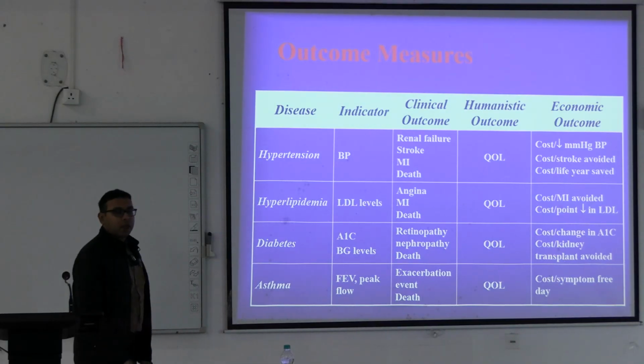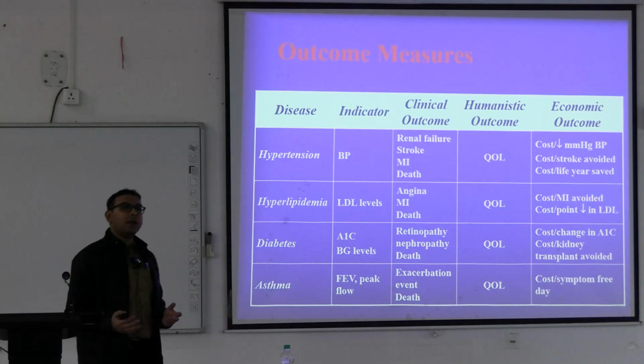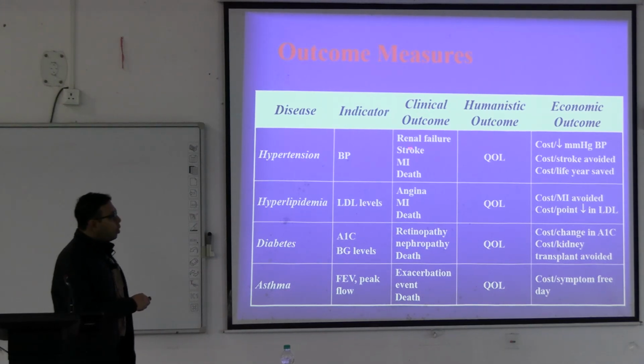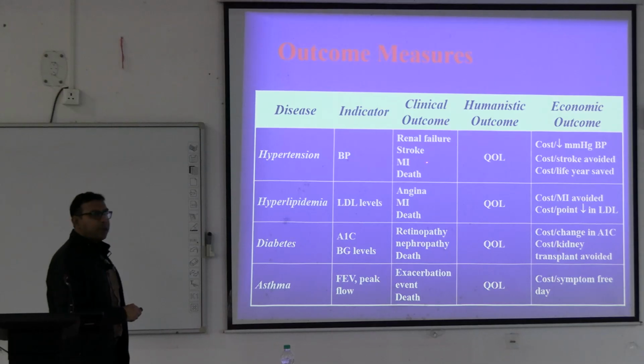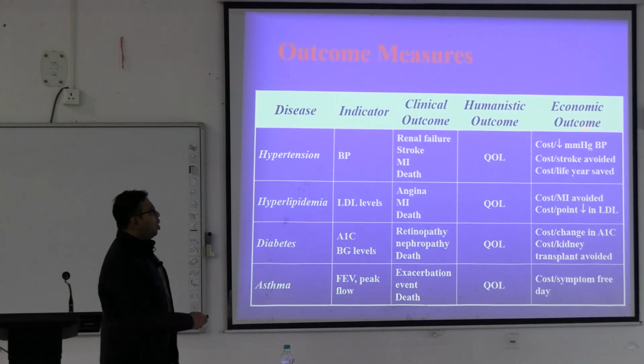For example, hypertension. Blood pressure is the indicator, the surrogate marker, which is measured by the sphygmomanometer, systolic and diastolic blood pressure. That may give rise to clinical outcomes in the long term: there may be some renal failure, stroke, myocardial infarction, or ultimately death can also be there. Humanistic outcome is the quality of life, whether there is any compromise in the quality of life of that patient or not. Economic outcome can be measured, like cost per decreased millimeter of mercury of blood pressure, cost per stroke avoided, or cost per life year saved.